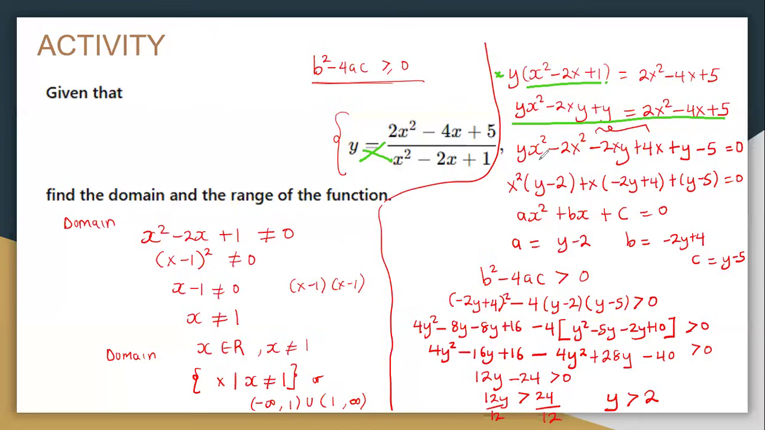But I said the reason why we eliminate the equal to, greater than or equal to, is that at that point, our graph does not touch. Our graph doesn't touch. So that's why we eliminate the greater than or equal to 2, because it is asymptotic at that point.